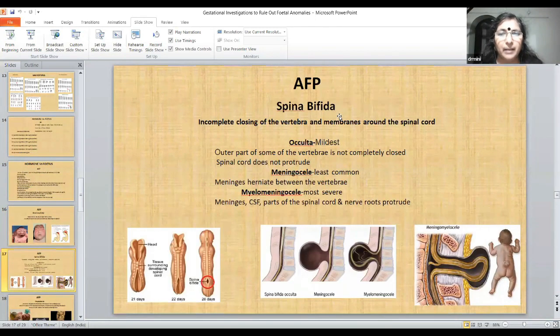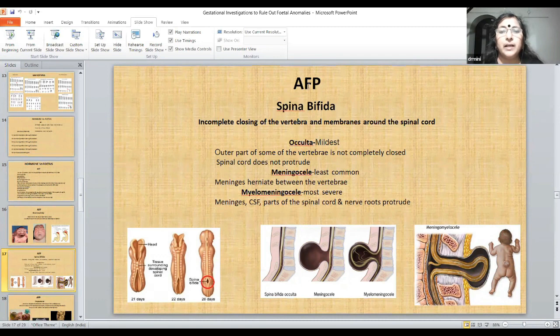Second one is spina bifida. In spina bifida, the head will be closed properly, but there is incomplete closing of the vertebra and membranes around the spinal cord. The spinal cord will not be closed properly. These are the three pictures. This is the head, and these are the portions not properly closed. That is incomplete closing of the vertebra and membranes around the spinal cord.